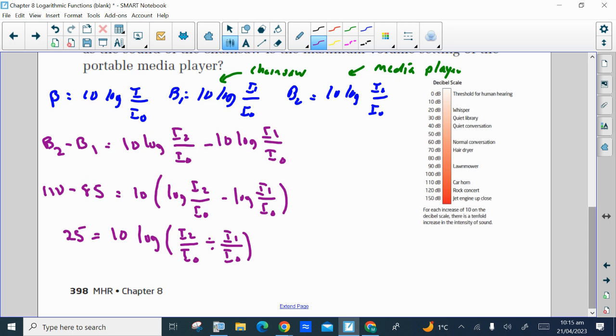Continuing on, I can divide the 10 on both sides. That'll give me 2.5 on the left. And on the right side, I'll have log of, inside the brackets, we're dividing two fractions, two rational expressions. We divide fractions by multiplying by the reciprocal. And this is why we didn't put in our I sub 0 value that we were given. We're told what I sub 0 is. It's that faintest sound that can be heard by a person with normal hearing. We didn't put that in because they now cancel out. We have an I sub 0 on the top and bottom. They cancel out.